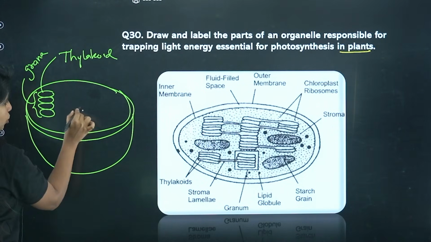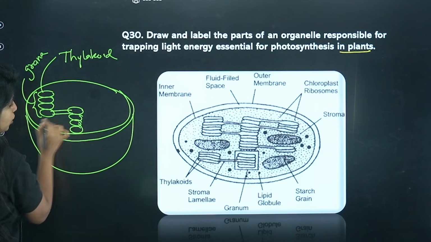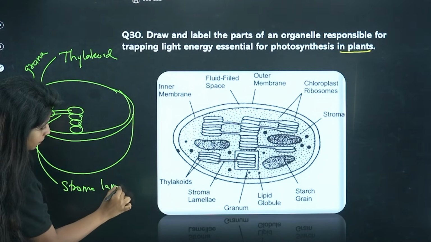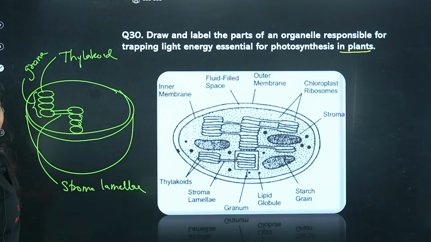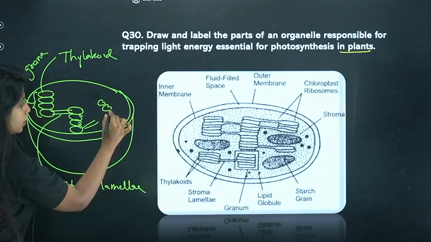Thylakoids are arranged in the form of a stack, and that is known as grana. Now you will have multiple stacks like this, and these stacks are joined together with the help of something known as stroma lamellae. What do you call it? Stroma lamellae. And my dear children, this thing happens. This is continued out there.